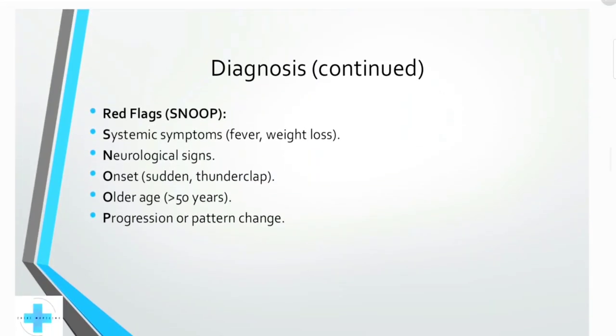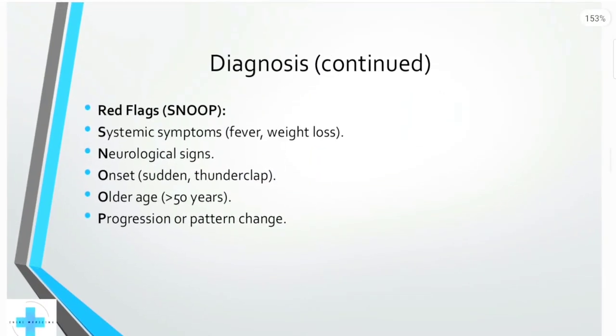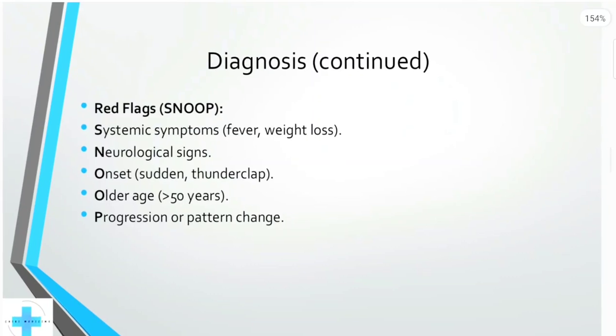Now you want to check out or look out for certain red flags. Right? So if they have systemic symptoms like a fever or weight loss, so if it's a fever, it could be meningitis. Right? If it's weight loss, it could be as a result of neoplasm. Right? You need to check for neurological signs. Why? Again, if you have a space occupying lesion like a tumor, if it grows big enough, you can get some neurological signs. Is the onset sudden, like a thunderclap headache, which is what you can find in subarachnoid hemorrhage?